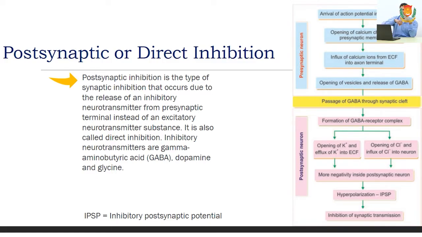The arrival of the action potential at the presynaptic axon terminal, where same opening of the calcium channels in the presynaptic membrane. अब calcium channel open होंगे तो what will happen? The influx of the calcium ions from extracellular to the axon terminal. जो कैल्शियम चैनल्स ओपन होंगे तो कैल्शियम आयन एक्स्ट्रा सेलुलर फ्लूइड से एंटर करेगा किसमें? प्री साइनेप्टिक एक्सॉन टर्मिनल में. जैसे ही एंटर करेगा व्हाट विल हैपन? इनफ्लक्स ऑफ द ओपनिंग ऑफ द वेसिकल एंड रिलीज ऑफ गाबा.